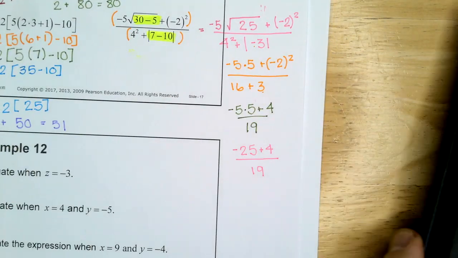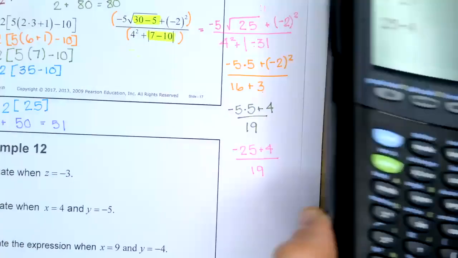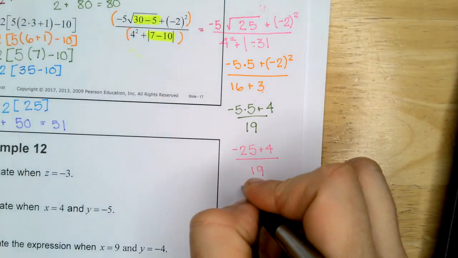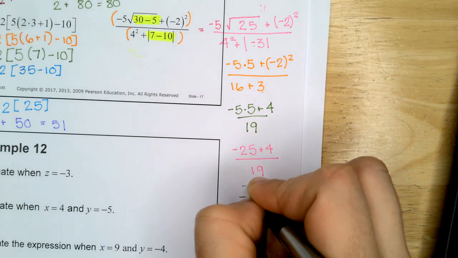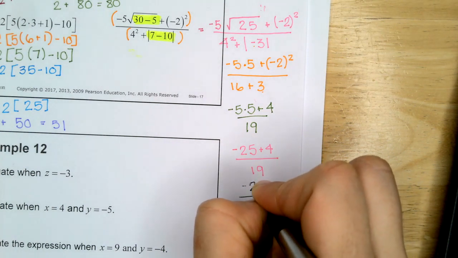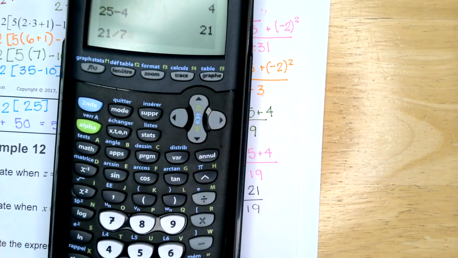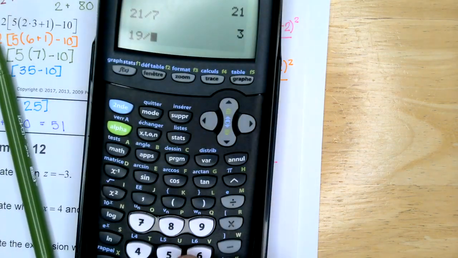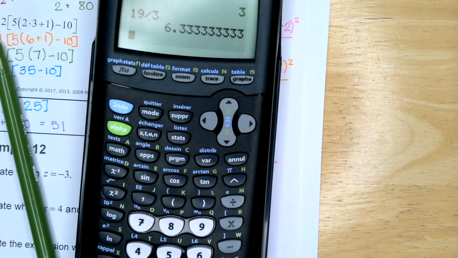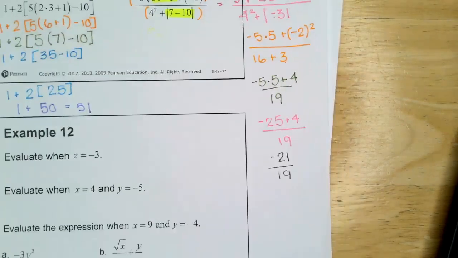-25 plus 4. They are not the same sign, they're different signs, so we subtract. 25 minus 4 is 21, but the 25 was negative, so it's a -21 over 19. Make sure you can't divide them by anything. I can say 21 divided by 7 is 3. Can I take 19 and divide it by 7? No. Can I take 19 and divide it by 3? No.